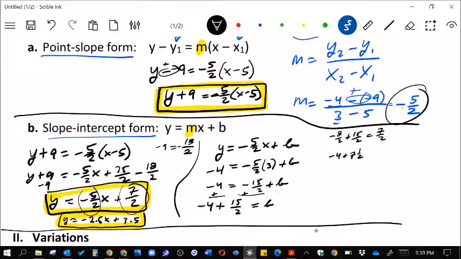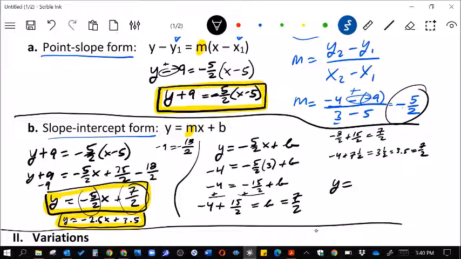So 7, take away 4 is 3. 3 and a half is 7 over 2. So that's also 3 and a half equals 3.5 equals 7 over 2. All of those would be right. So that means that the b, we figure out, is equal to 7 over 2, or 3.5.